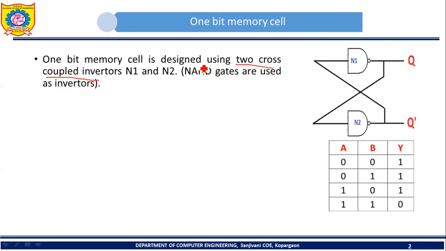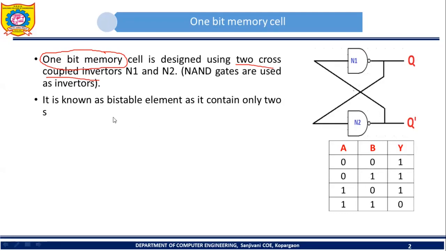So it is very simple. In order to implement a 1-bit memory cell, what do we require? We will require two cross-coupled inverters. How can we implement a 1-bit memory cell using these two cross-coupled inverters? That we are again going to see. Before that, let's try to understand one more point.